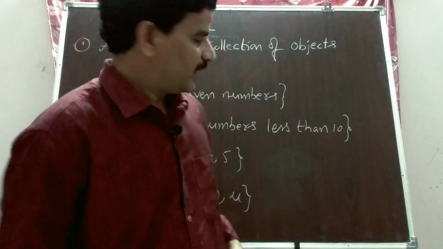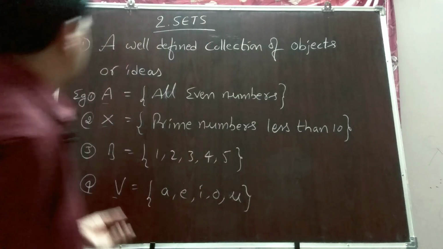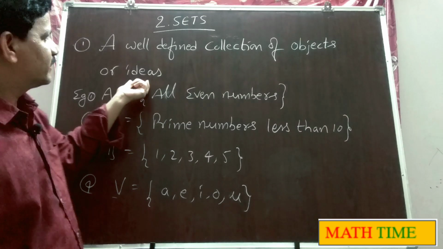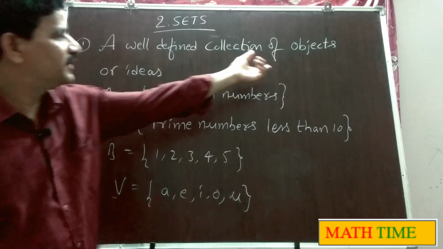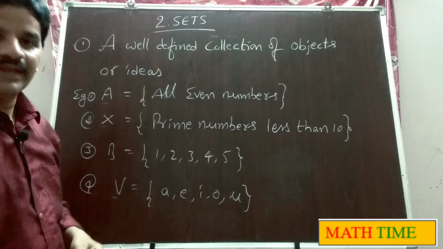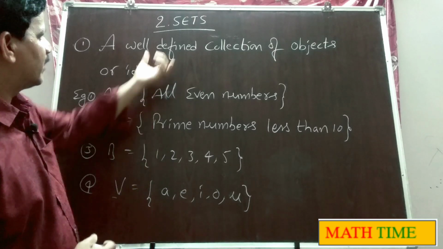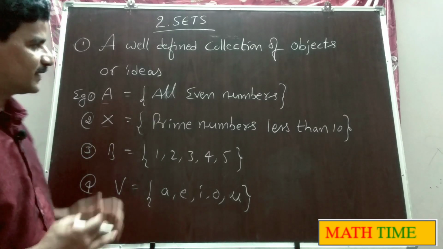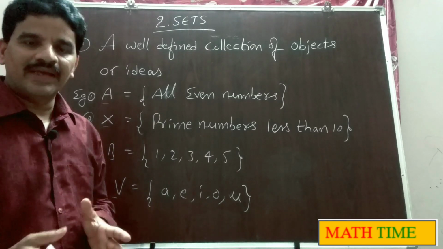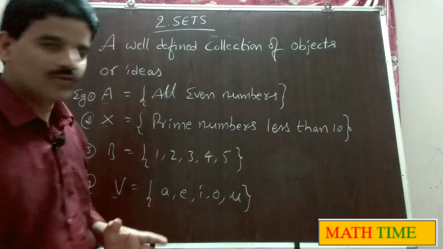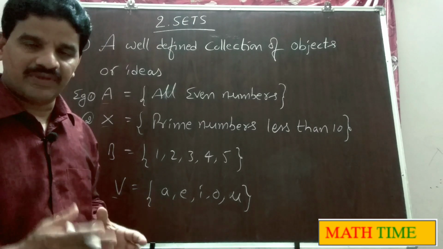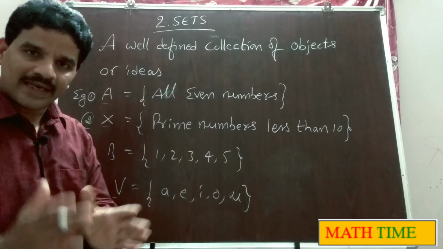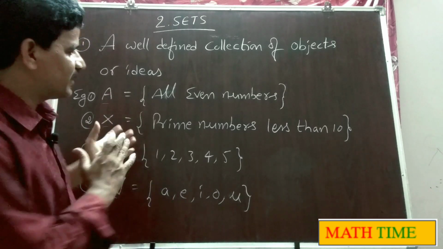Right. So here now I will define set. A well-defined collection of objects or ideas is known as set. Here objects or ideas are called elements. So here well-defined means the elements of the set should have a common property or common feature, so that we will be able to decide whether the given object or idea or an element belongs to the set or not.